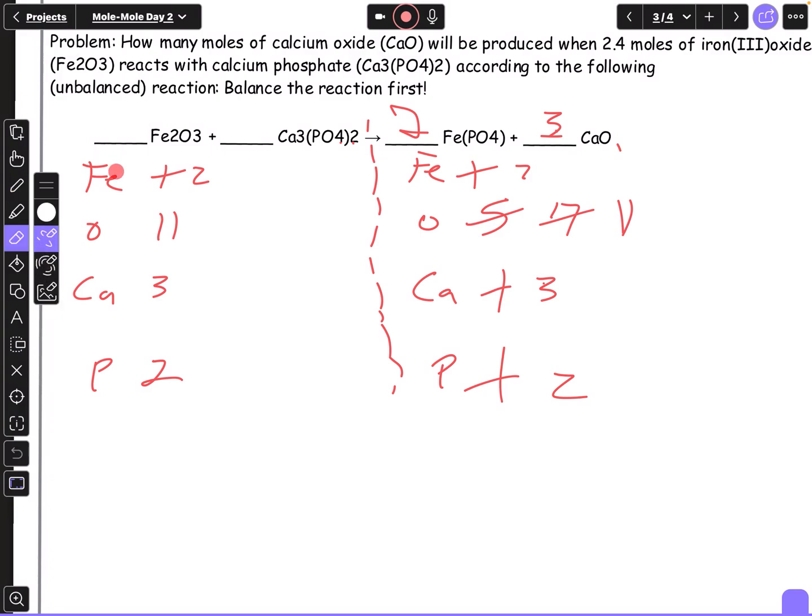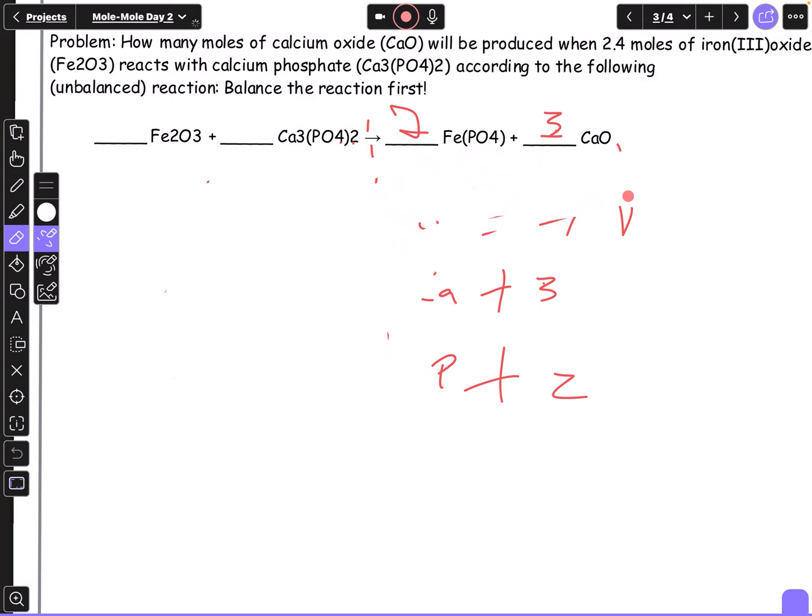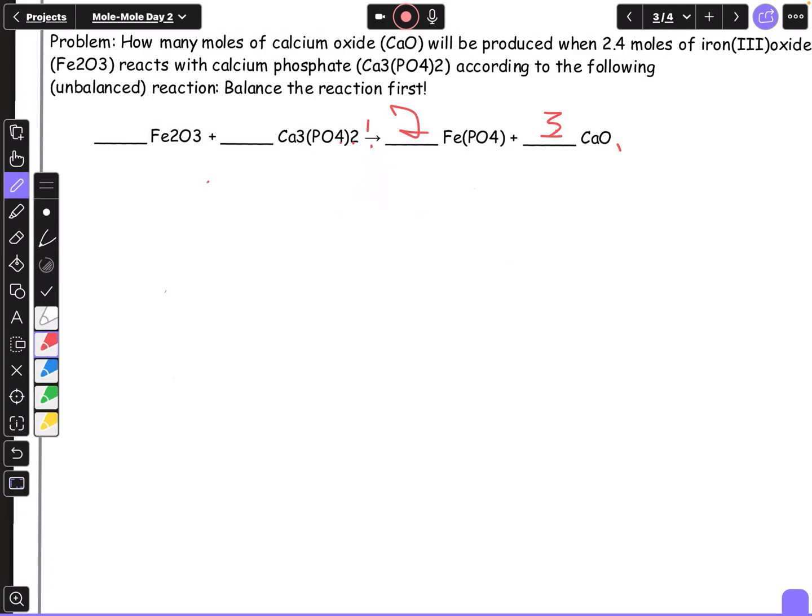So the way this reaction reads, and then I can erase all this. Now this reaction says that 1 mole of Fe2O3 reacts with 1 mole of Ca3(PO4)2, it's calcium phosphate, to produce 2 moles of FePO4 plus 3 moles of calcium oxide. Alright, so now I look and I read the problem.